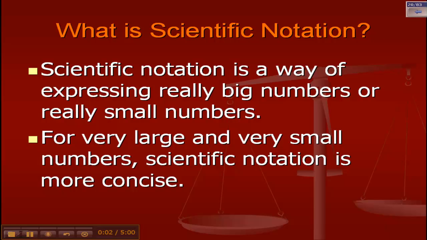Scientific notation is a way of expressing really big numbers or really small numbers, which we deal with a lot in chemistry. One of our favorite numbers is Avogadro's number, which is 6.02 times 10 to the 23rd. Now I don't want to write 21 zeros after my 602, so using scientific notation makes it a much more concise way to do that.